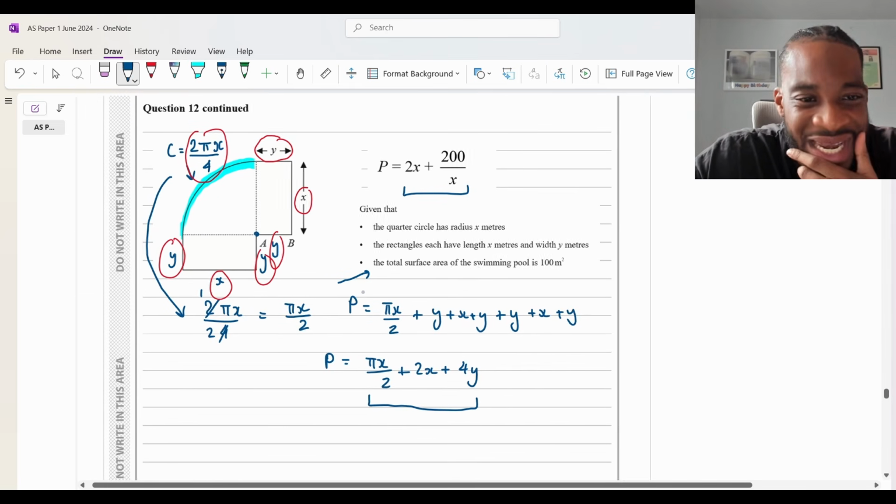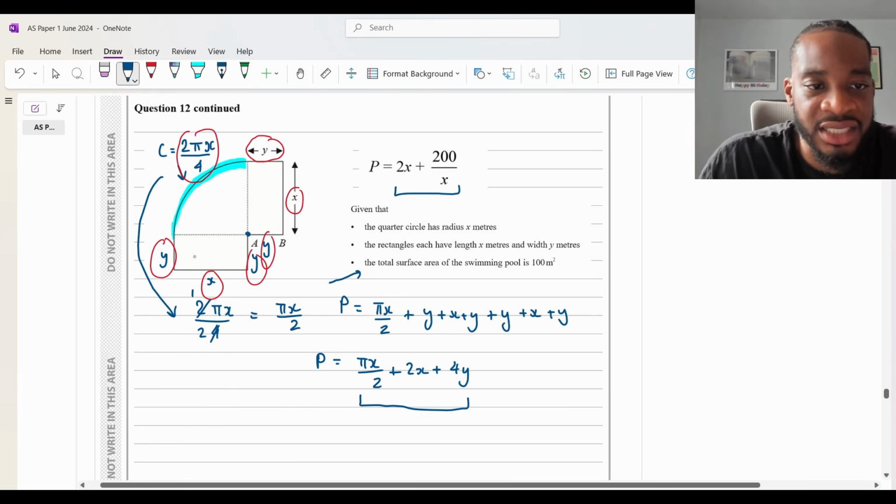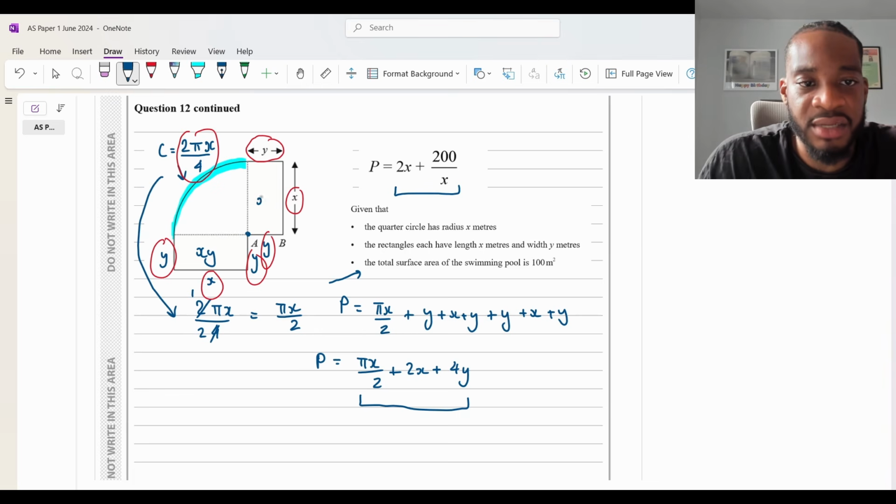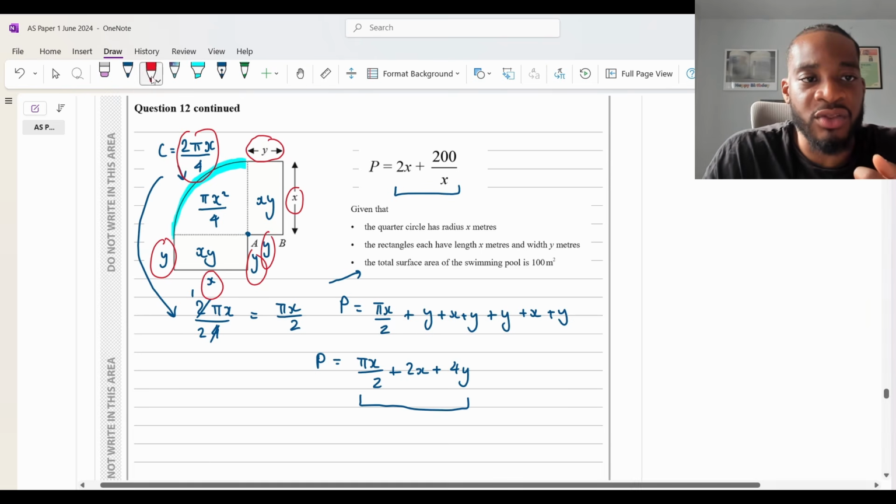So let's see. These two are very, very easy. The area of this rectangle is going to be xy. This is the same, that's going to be xy. That's fine. And then the area of this quarter circle, well, the area of a circle is pi r squared. It's a quarter, so it's going to be pi r squared over 4. The radius is x, so it's going to be pi x squared, and then we're going to divide this by 4, isn't it? And now these are going to be the area of each of the surfaces. That one, plus that one, plus that one.